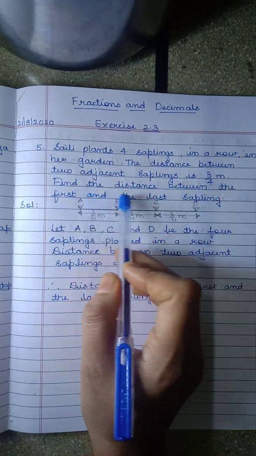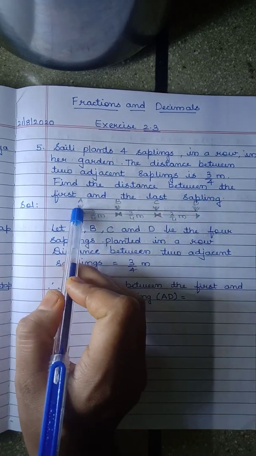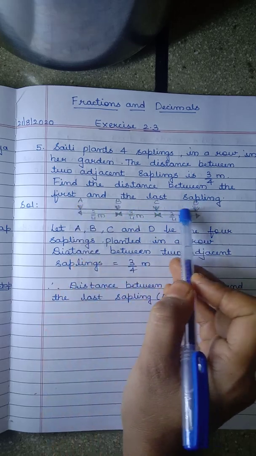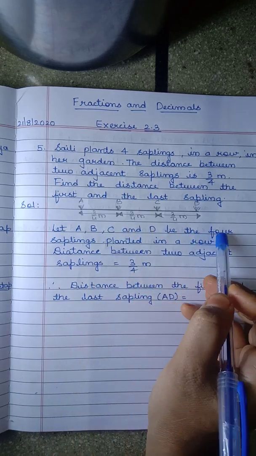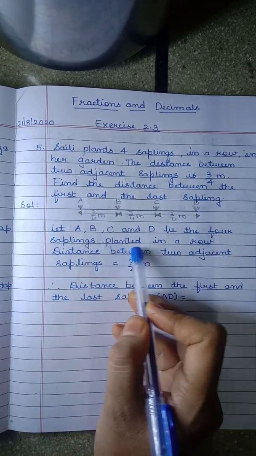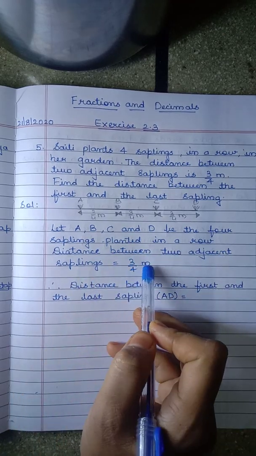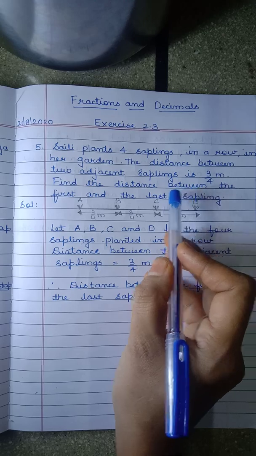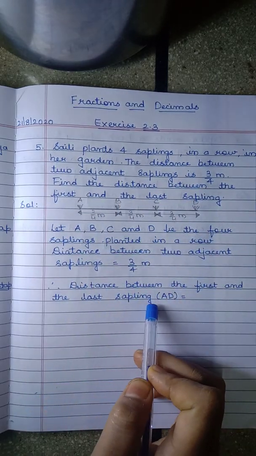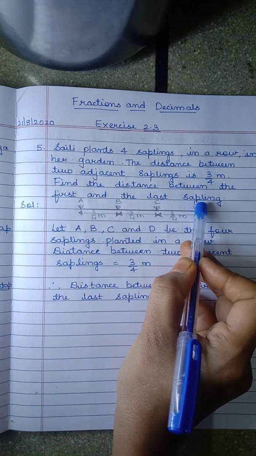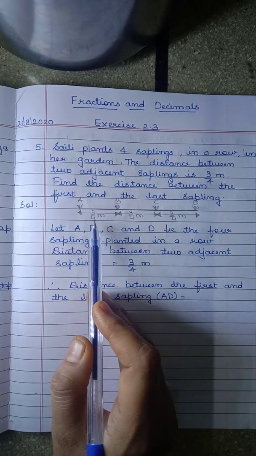Find the distance between the first and the last sapling. You have to find the distance between the first and the last sapling, that is AD distance. Let A, B, C and D be the 4 saplings planted in a row. The distance between two adjacent saplings is given as 3 by 4 meter. So the distance AD will be equal to, what you have to do now, 3 by 4.